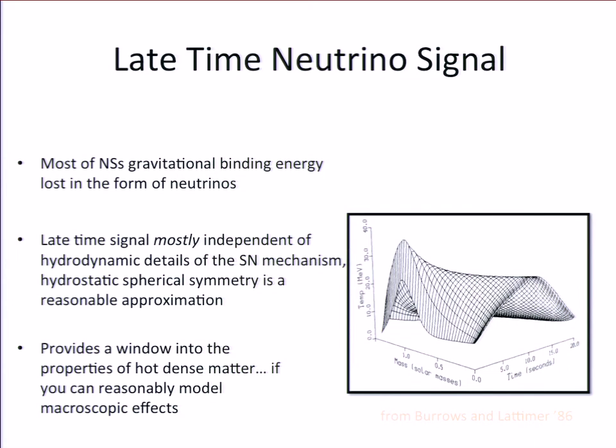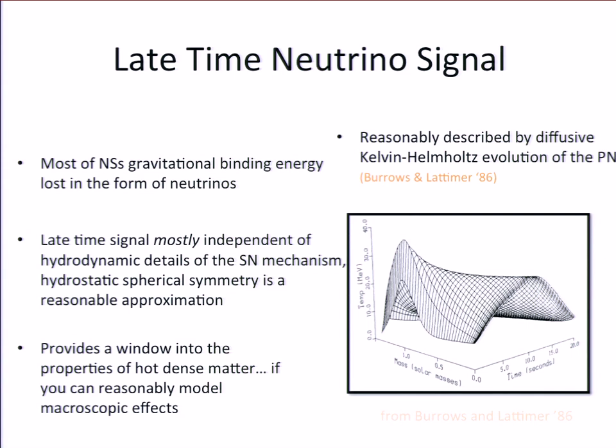A slightly different way to say what I'm saying is that this phase is reasonably well described by diffusive Kelvin-Helmholtz evolution of the proto-neutron star. This was really first pointed out by Burrows and Lattimer in '86, and this is just the evolution of temperature as a function of time in one of their early calculations. I'll describe some things like this more.